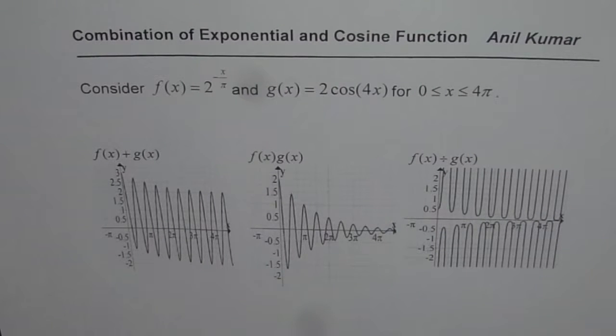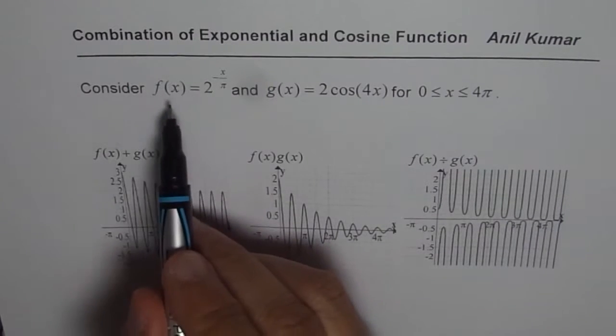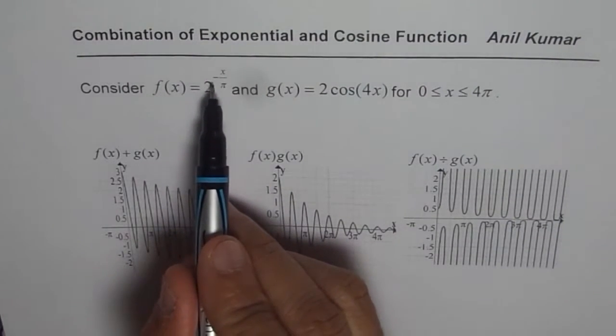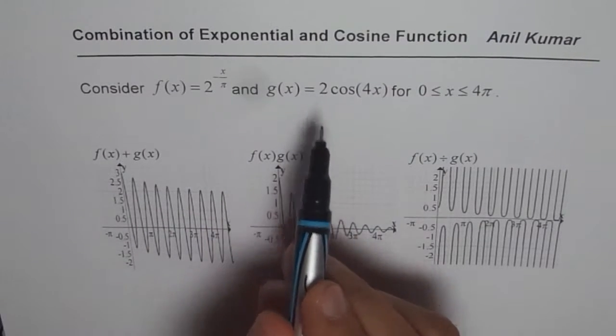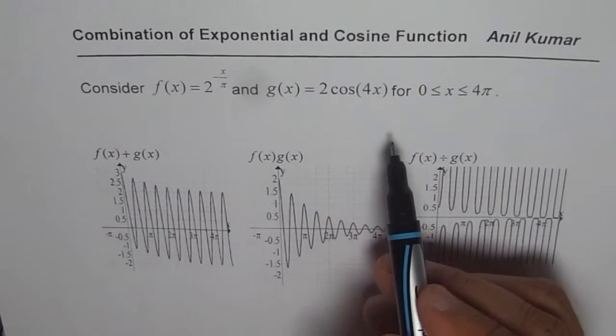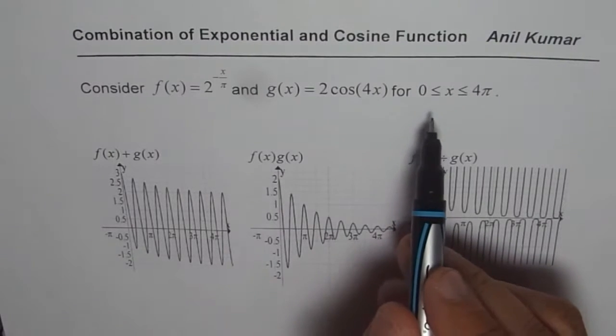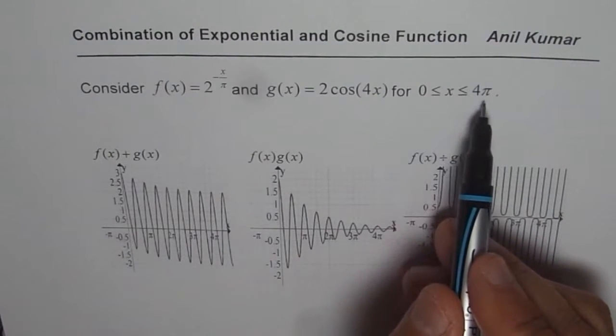I'm Anil Kumar, and we'll try to understand in this video how we can combine exponential functions with trigonometric functions. In this example, we have f of x equals 2 to the power of minus x over pi, and g of x is equal to 2 times cos of 4x. And we'll try to do these operations in the domain 0 to 4 pi.